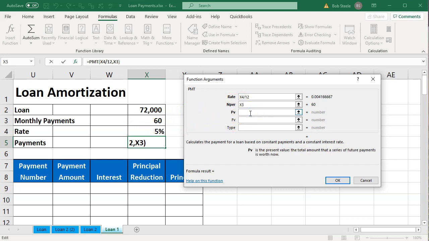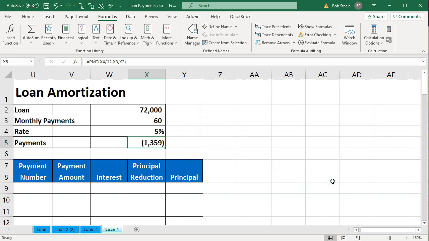And then we need the PV, which is the present value. The present value is the loan amount, the amount of the loan at the current time period, which is the $72,000. So that's what we need. These two are not necessary for the calculation we're doing here. This should be calculating our interest payments. So I'm going to go ahead and say okay, and there we have it. That's going to be the payment amount.